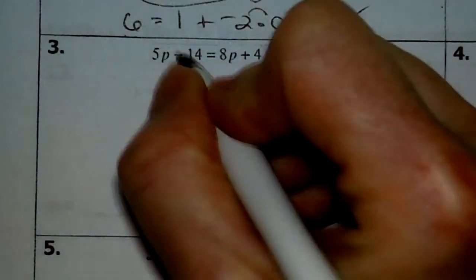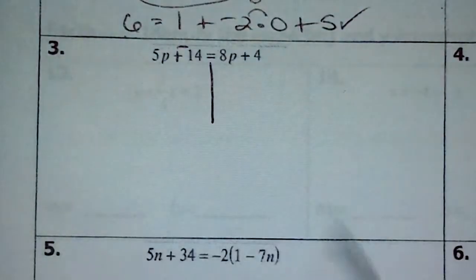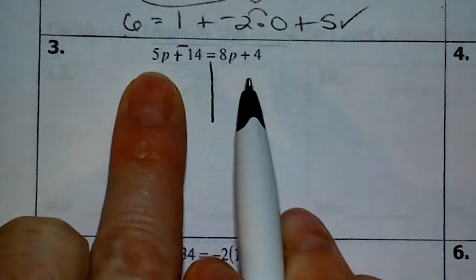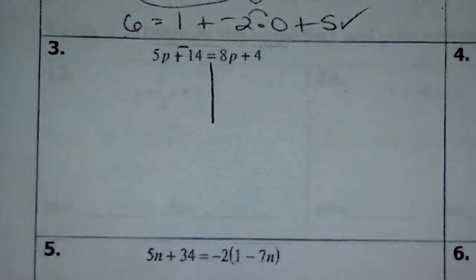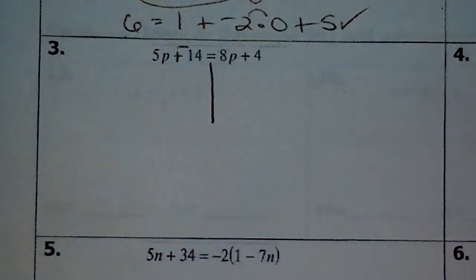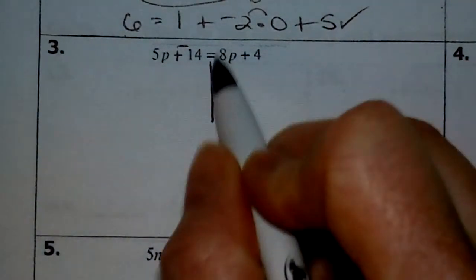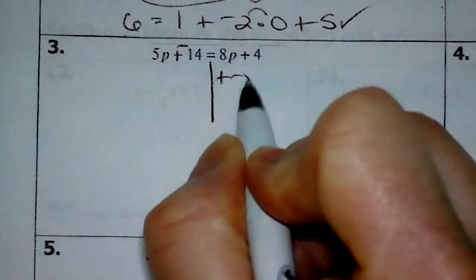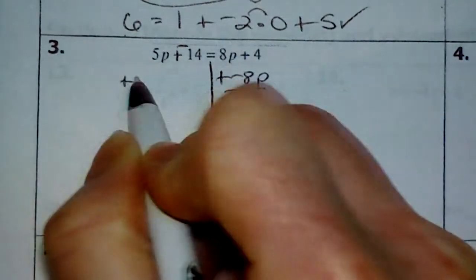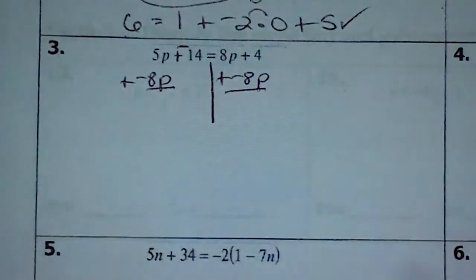All right, look at number 3. I'm going to add the opposite, draw my line. Okay, I see that there aren't any parentheses, there aren't any like terms on either side, but there is a variable on both sides. I want them all on one side. So like I said before, we're just going to move them all to the left. So if I want 8p to cancel out from here, that means I need to add the opposite of it. You add the opposite of things you want to cancel out.